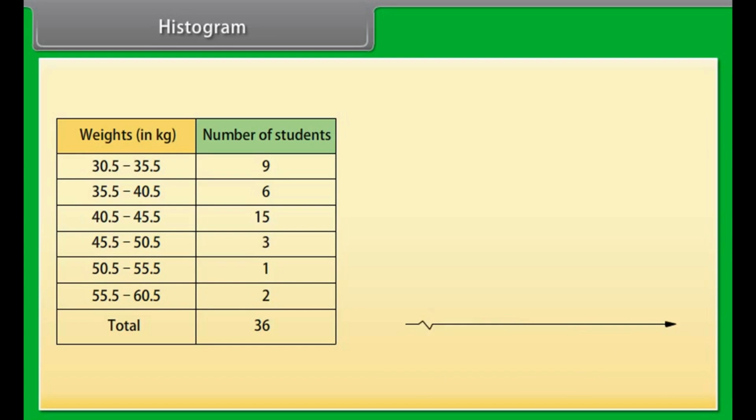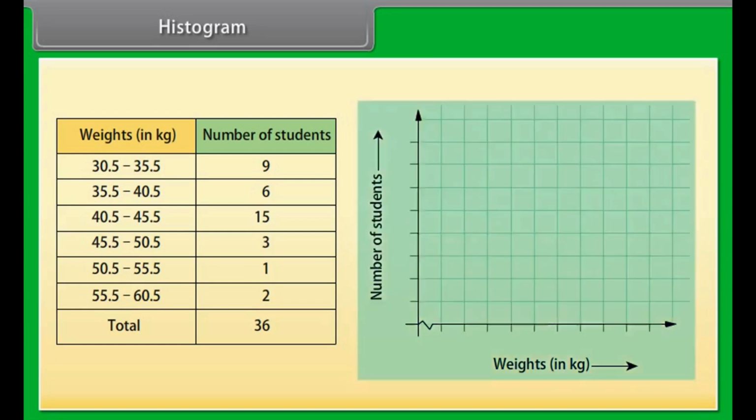To plot the histogram, we represent the weights on the horizontal axis and the number of students on the vertical axis. Since the maximum frequency is 15, we need to choose the scale to accommodate the maximum frequency. Also, since the first class interval starts from 30.5 and not 0, we show it on the graph by marking a break on the axis.